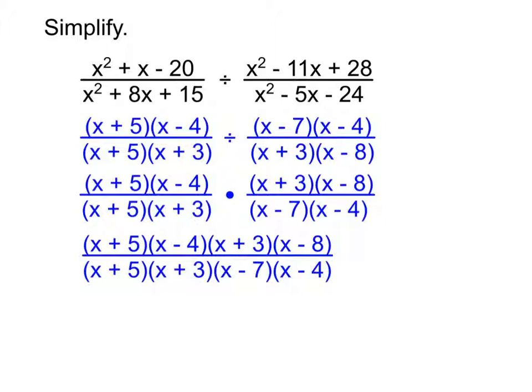All right, and now that I have my one big fraction, I look for anything that's common to both the top and the bottom that I can cancel out. Again, looking for stuff that is multiplied into both the top and the bottom. A lot cancels. In this case, we're just left with x minus 8 over x minus 7. That does not simplify any further past that, and so we are now done.